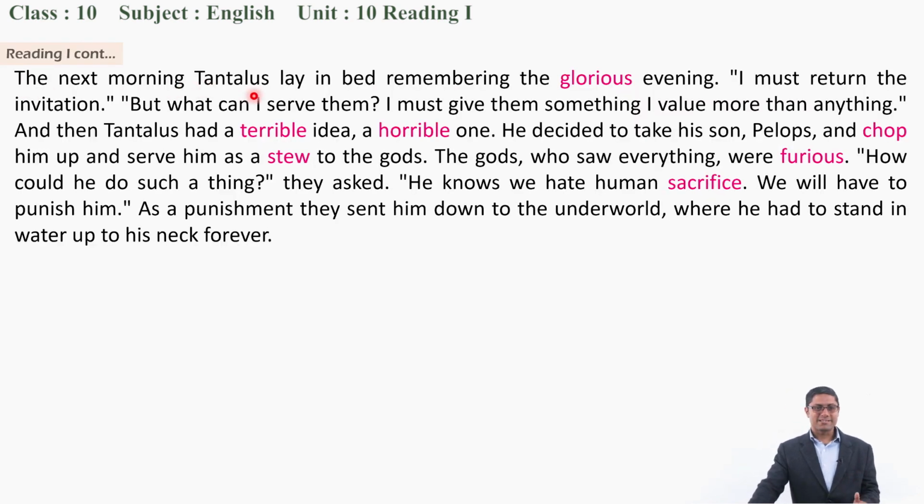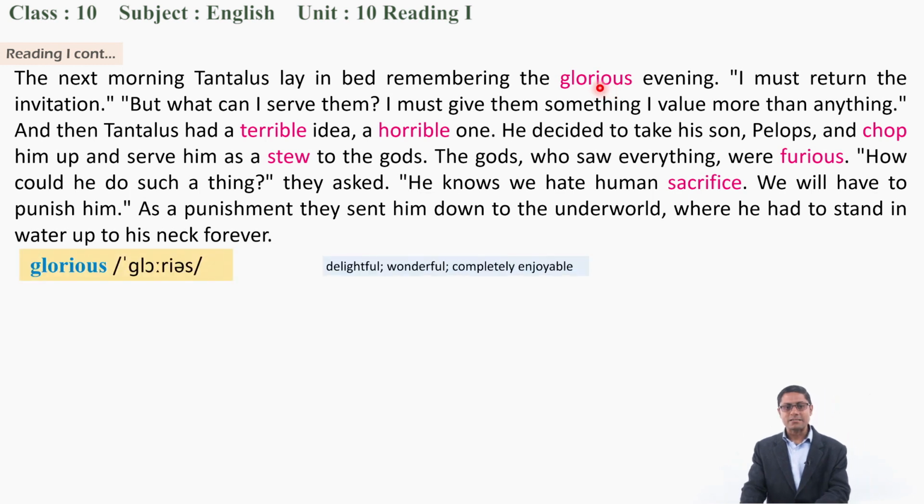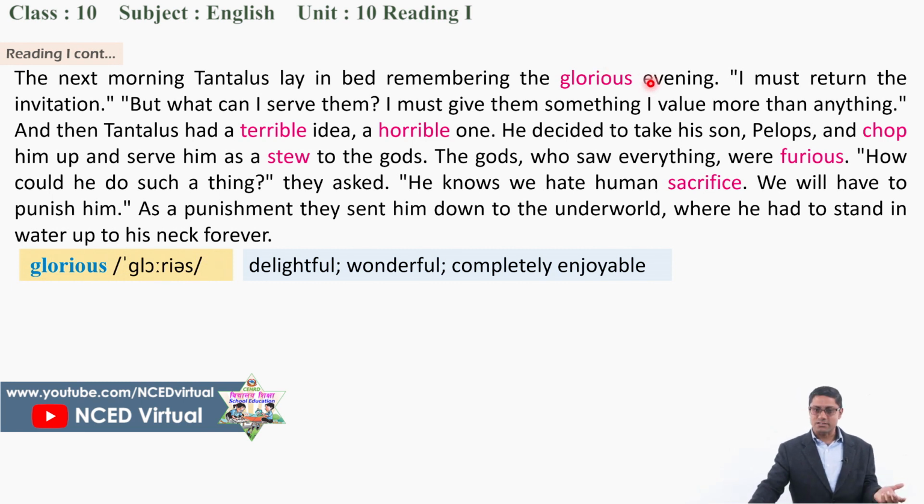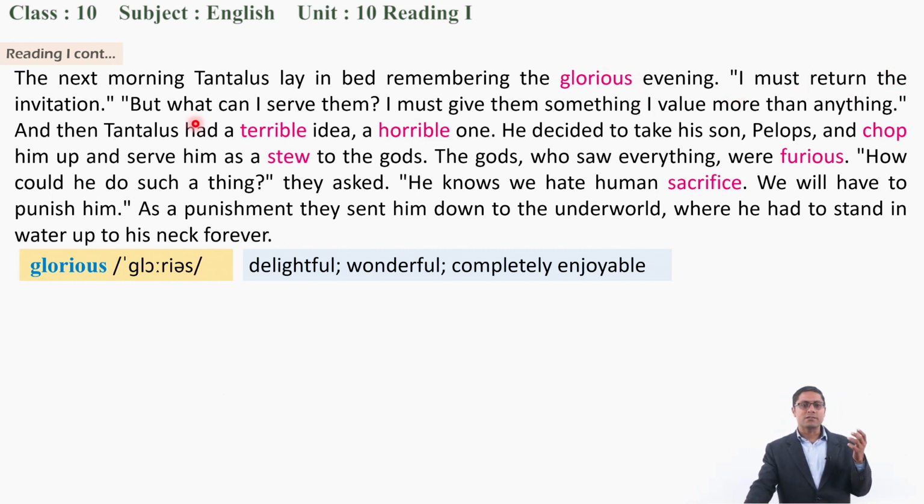The next morning, Tantalus lay in bed remembering the glorious evening. See, do you know the meaning of the word glorious? Okay, glorious means delightful, wonderful, or completely enjoyable. So he had a delightful evening because he had a great dinner with the gods. Then he thought, I must return the invitation, means he must invite the gods too. So, but what can I serve them? Means he was worried about the food to be given to the gods.